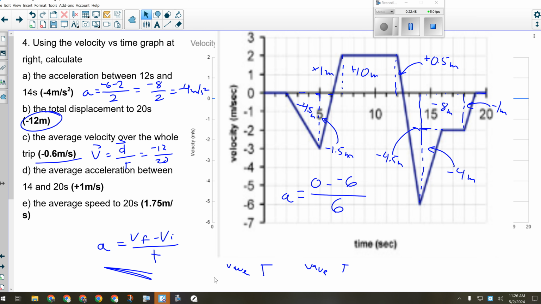Then I take 35 and divide it by 20, because speed equals distance over time. That's supposed to be down here. And I get 1.75 meters per second. All right, everybody okay with that?